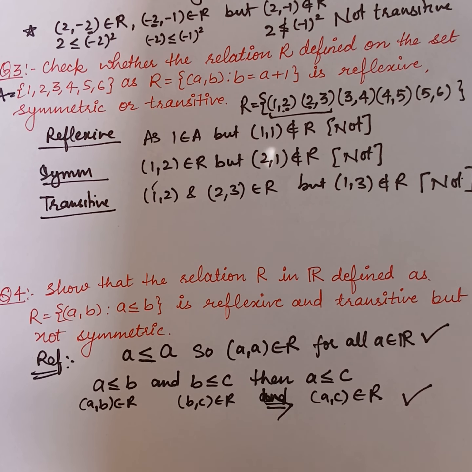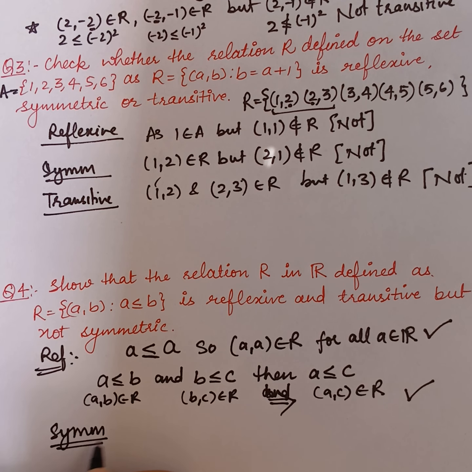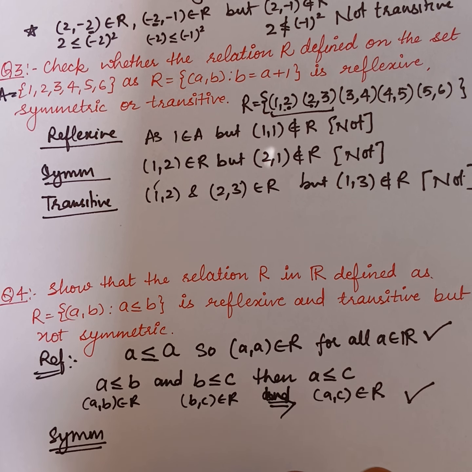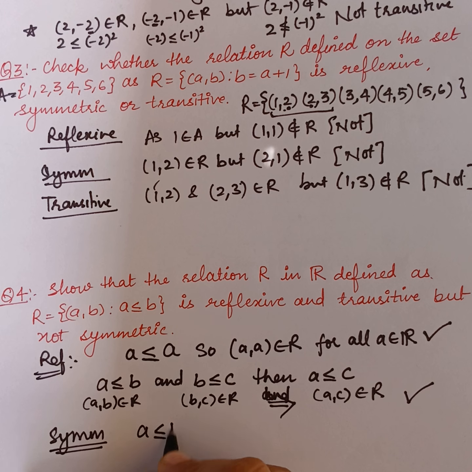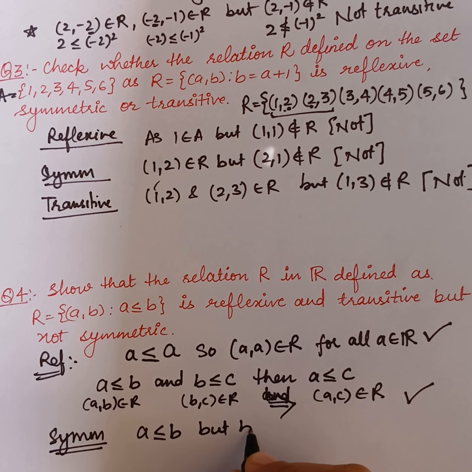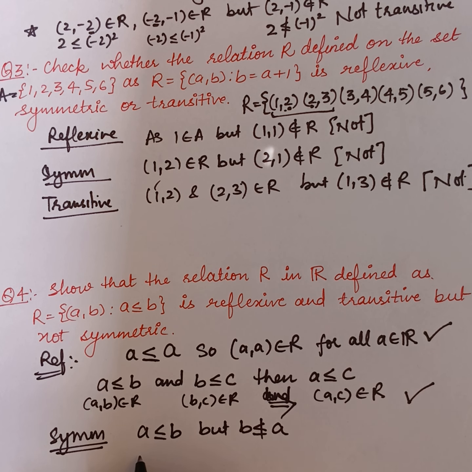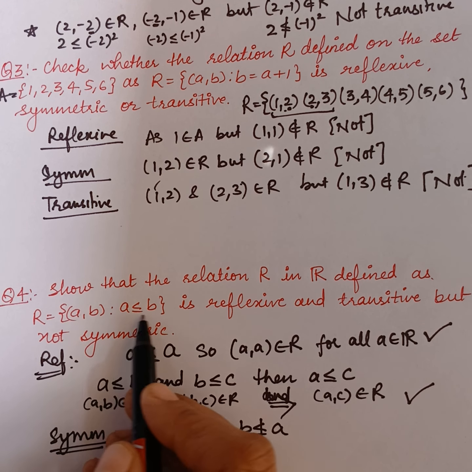So for that we need to find the example. For symmetric, we need to find any example to show it is not symmetric. We need to show that (a, b) belongs to R, that is a ≤ b, but b is not less than or equal to a. So for that the example is very simple. I can take (2, 4). Why can I take (2, 4)?